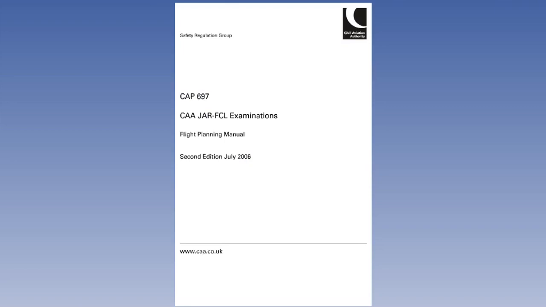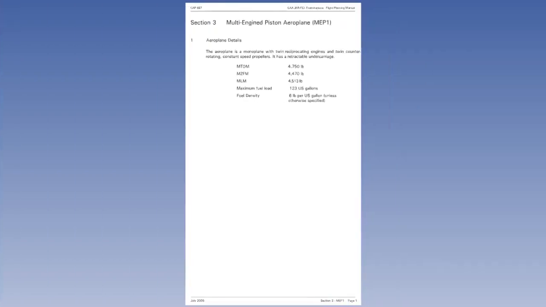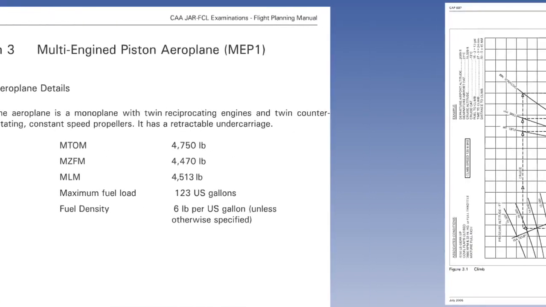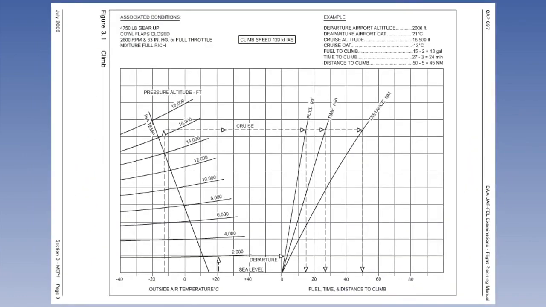In this lesson, you will need the CAP 697. We shall look in detail at each of the multi-engine piston aeroplane graphs. When you are ready, turn to Section 3, Page 3, Figure 3.1. Figure 3.1 allows us to calculate the fuel, time, and distance required for the initial climb.